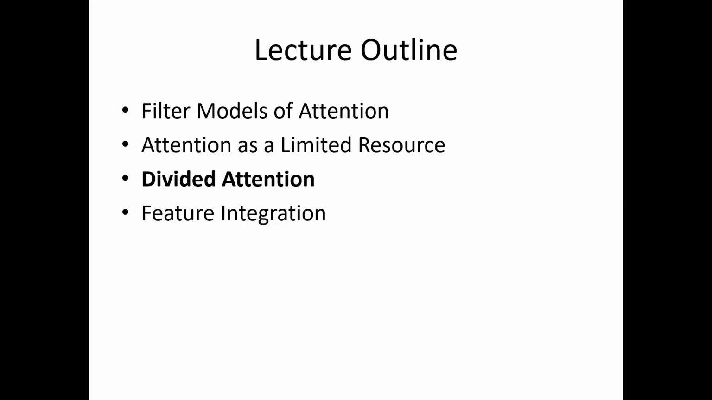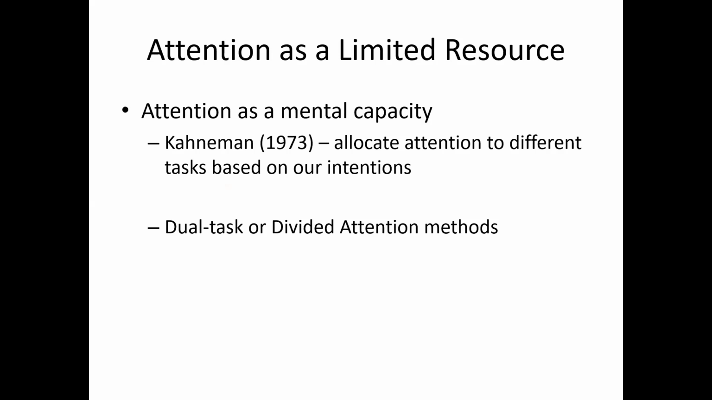Then we get to divided attention. So attention is still a limited resource here. Attention can be seen as a mental capacity. And Kahneman from 1973 said that you can allocate your attention to different tasks based on your intentions, which looked at dual task or divided attention methods. And this related to cognitive resources and how much mental effort a task actually takes. Kahneman also said that that relates to arousal and alertness.